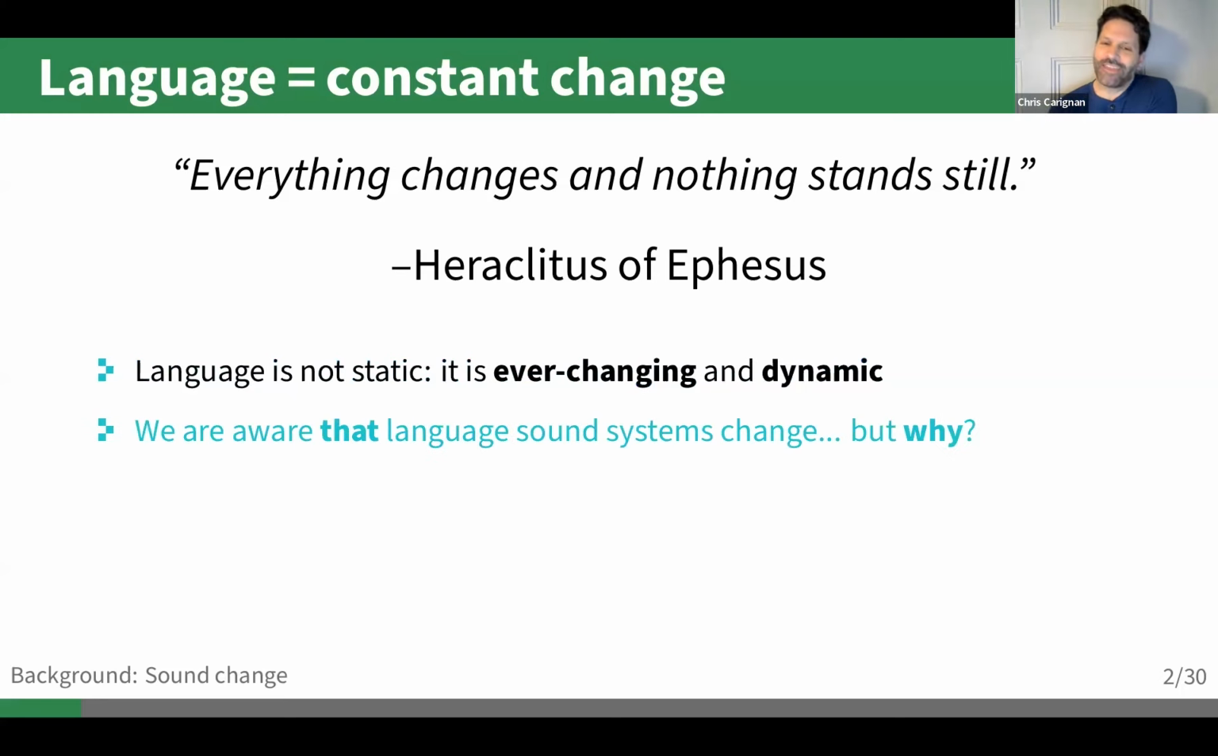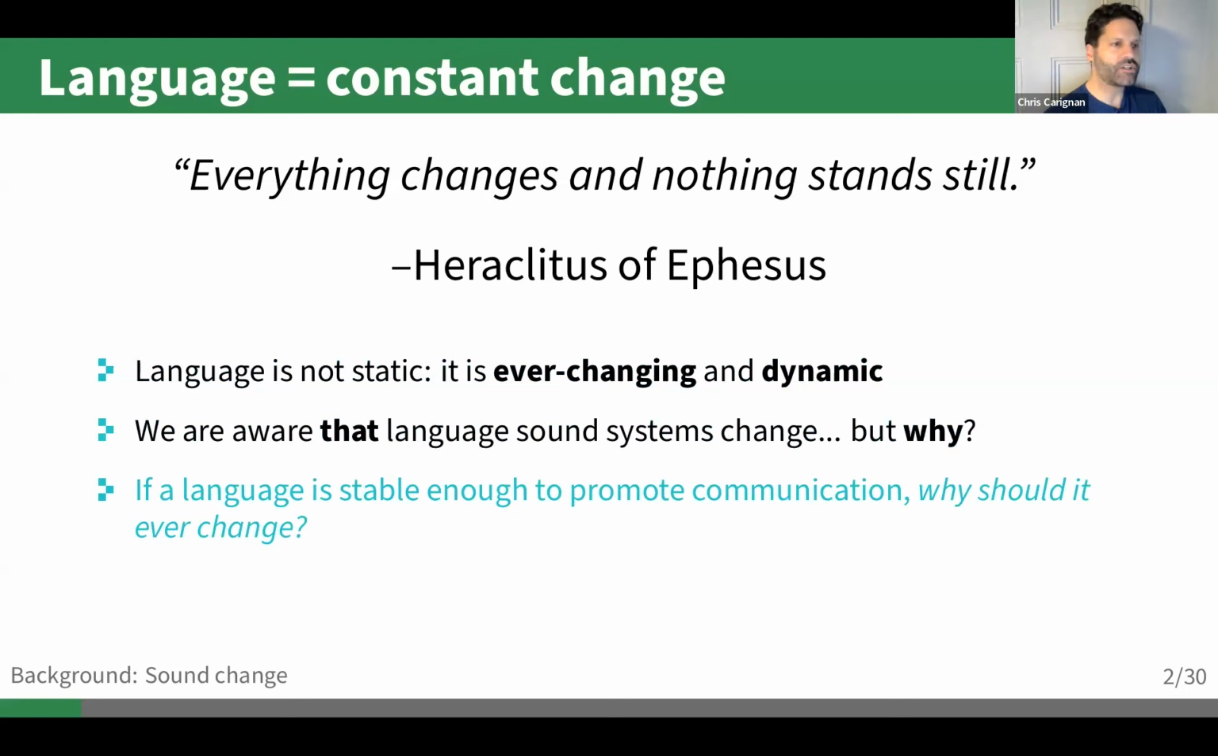So we are aware that language sound systems change, but we're still not fully aware why they change. And the ultimate question is, you're understanding me right now. I'm using language, I'm using speech to communicate my thoughts to you, and those thoughts are entering your brain and being decoded. That is a stable system. And if language is stable enough to promote communication in this way, why should it ever change from that state?